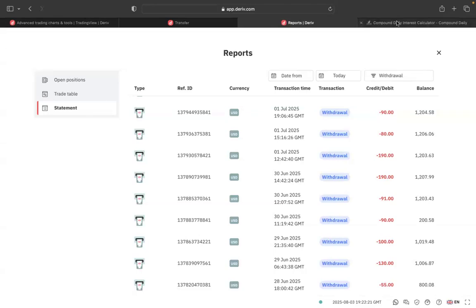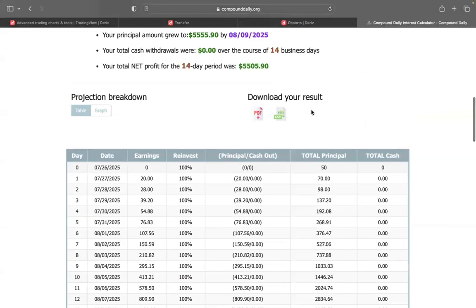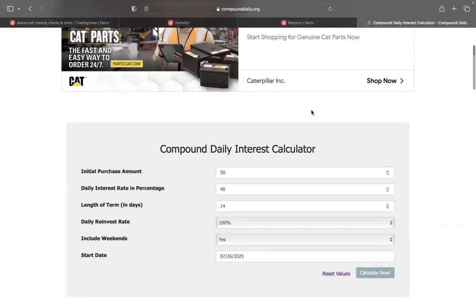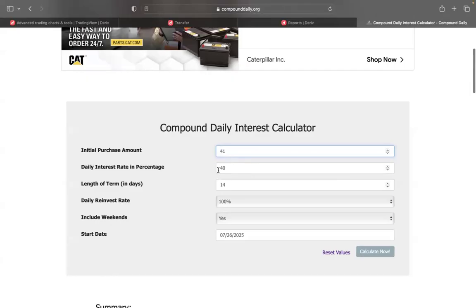We're going to be doing something like this for this program, either $50 or $100. Let's say $50. We're going to be targeting 40% per day, and doing that for 14 days. We can literally be doing just one or two trades every day.